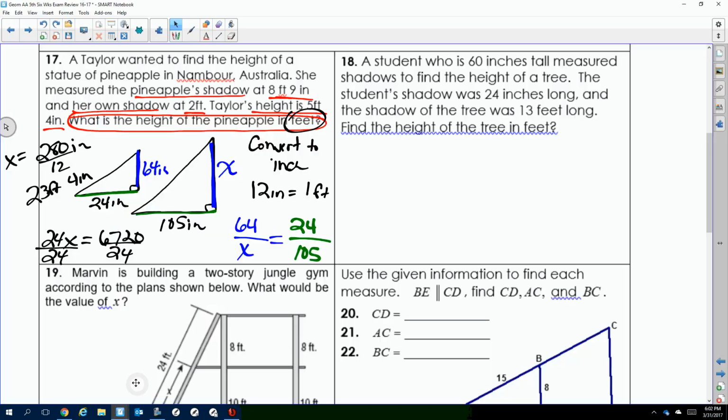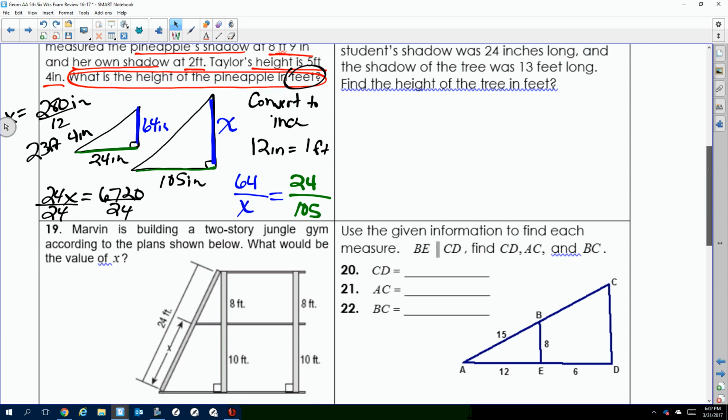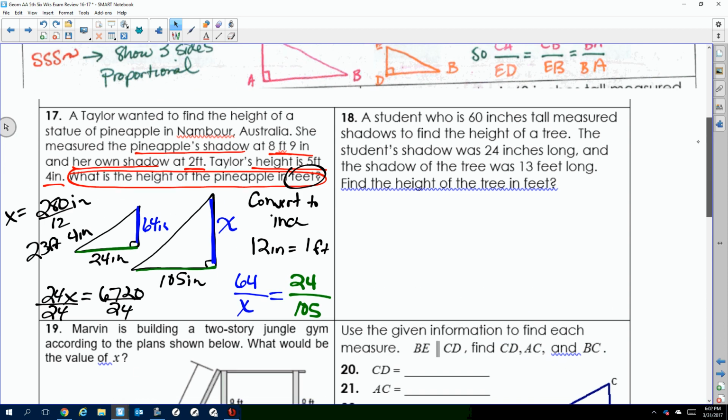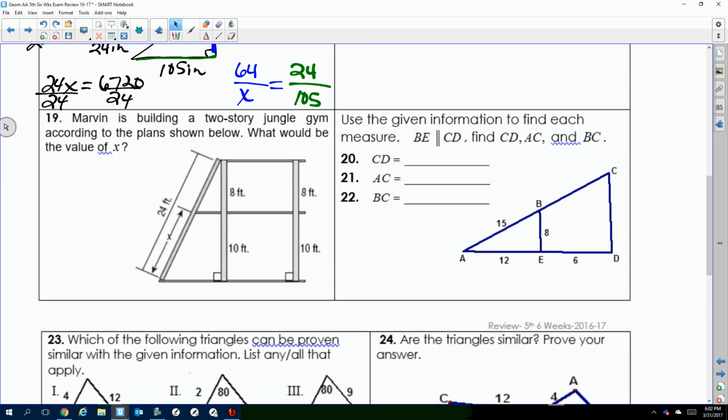So there we go on using proportions to solve to find the missing piece, and converting, because that's important. So you'll have to do that on number 18. Let's look at number 19. Remember, I'm going to do the left side. You're going to take care of the right side.